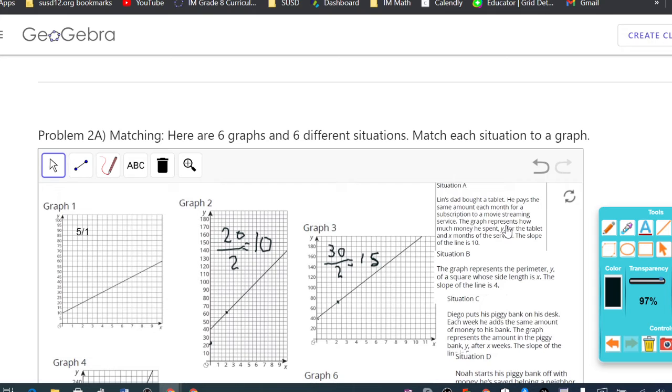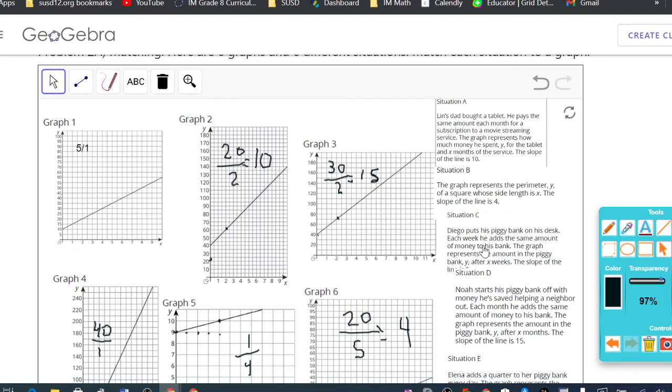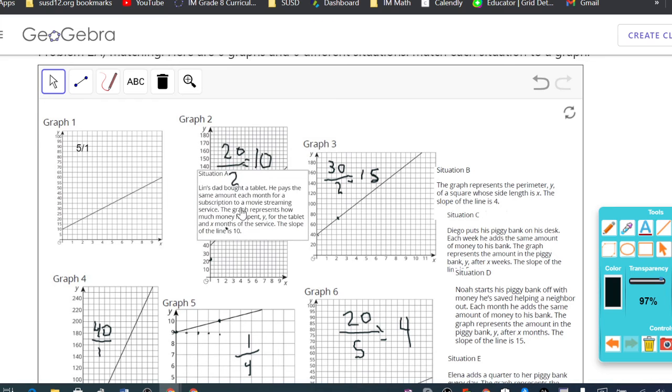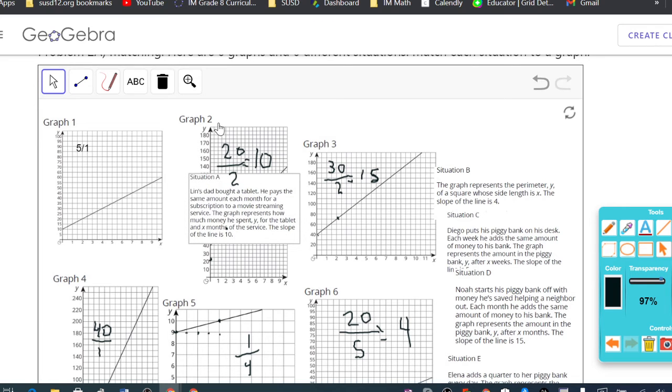Okay, can you read it? Lynn's dad bought a tablet. He pays the same amount each month for a subscription to a movie streaming service. The graph represents how much money he spent, Y, for the tablet, and X months of service. The slope of the line is 10. See, we found the slope first. Well, it must be this situation because the slope of the line is 10. That means he's going to pay $10 a month for service, by the way. Okay, so what you'll do is just drag this over and put it on graph 2. Situation A matches graph 2.